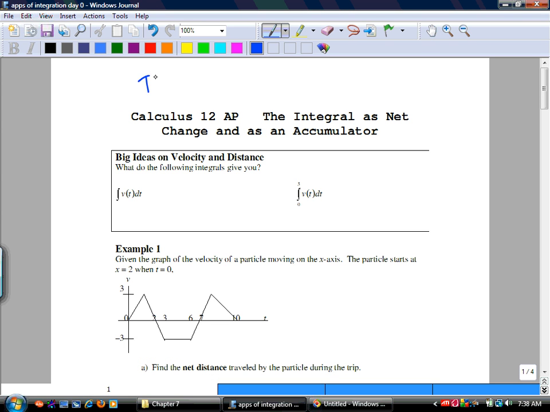Day 0, if you want to call it something. Day 0. Calculus 12 AP and the integral as the net change and as an accumulator.